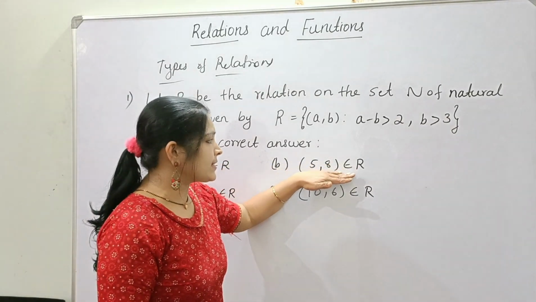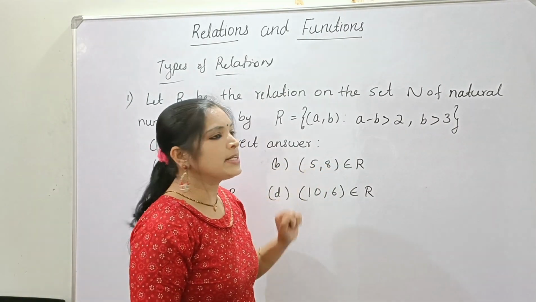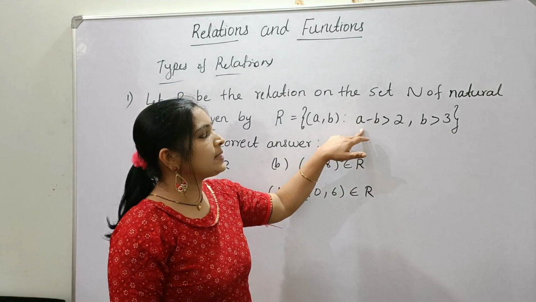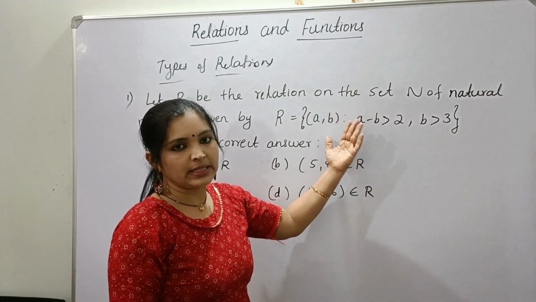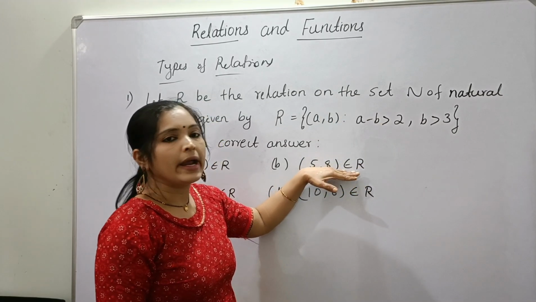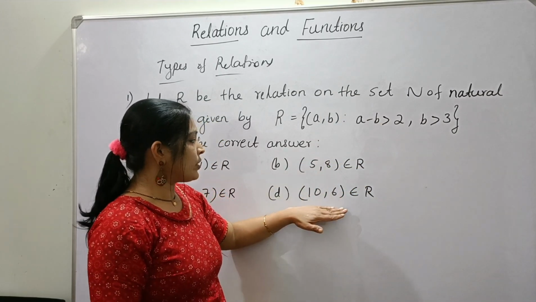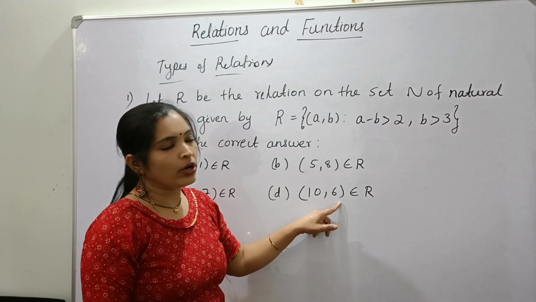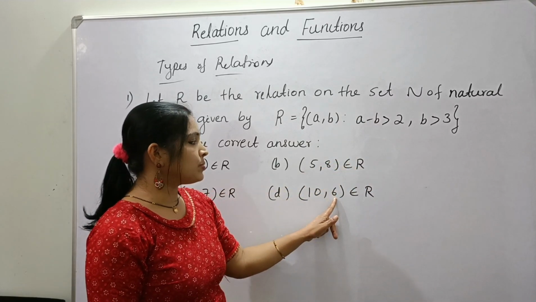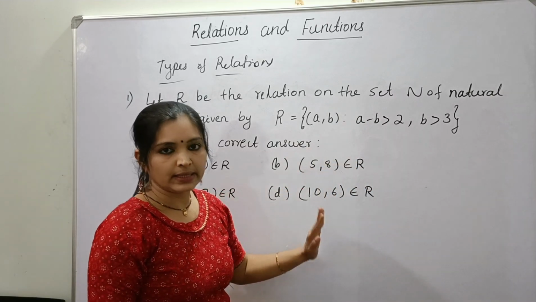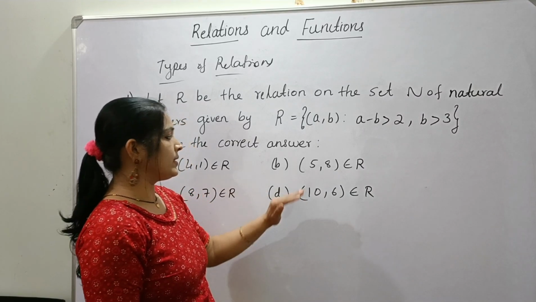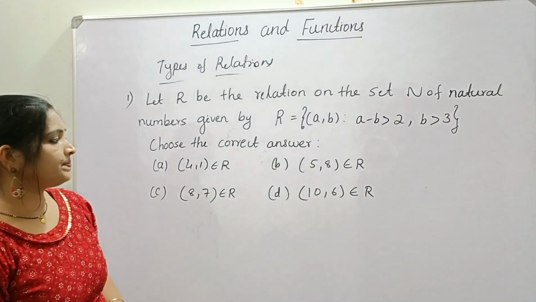Now let us go to this one. Here 5 minus 8 is minus 3. So minus 3 is not greater than 2; minus 3 is less than 2. Therefore it is not a correct answer. Now let us come to this one. 10 minus 6 is 4. 4 is greater than 2. And B, that is 6, is greater than 3. Therefore it is a correct answer. That is D. (10, 6) belongs to R.